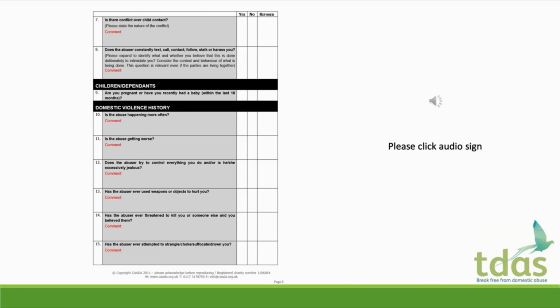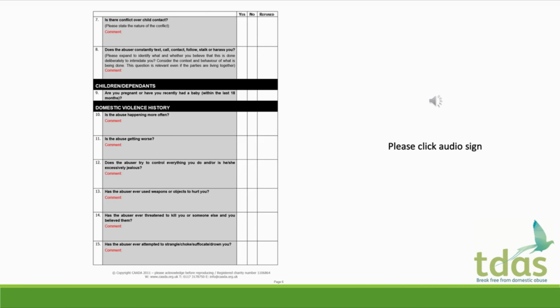Question 9 asks, are you pregnant or had a baby within the last 18 months? Pregnancy is known to increase risk of harm, and physical violence may be initiated for the first time in this period. Assaults are more commonly targeted towards a victim's stomach area during pregnancy. Risk of harm to the unborn child or new baby needs to be considered.